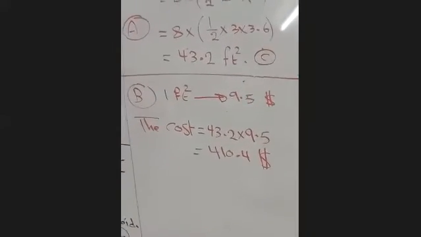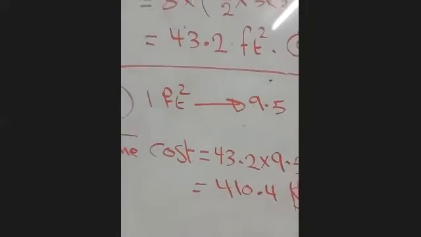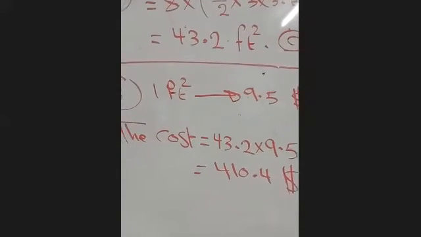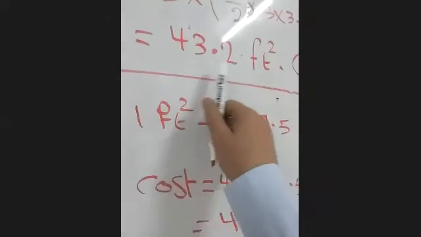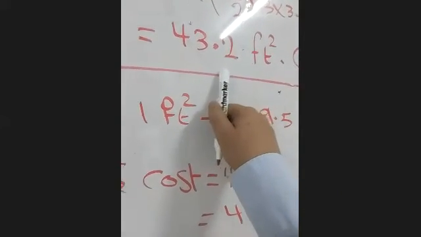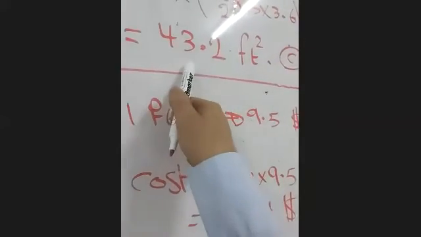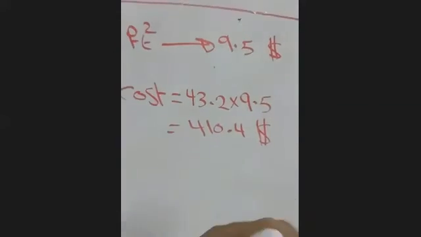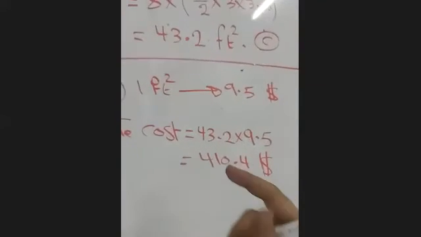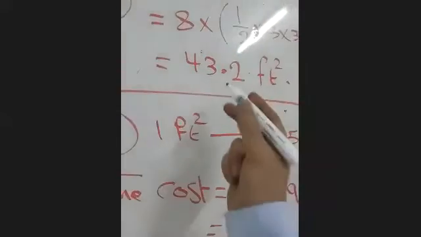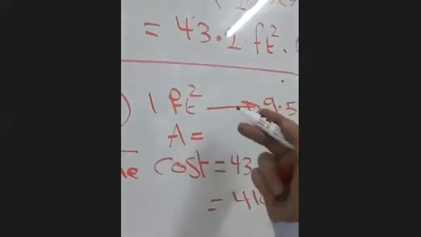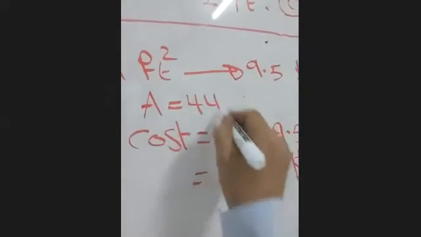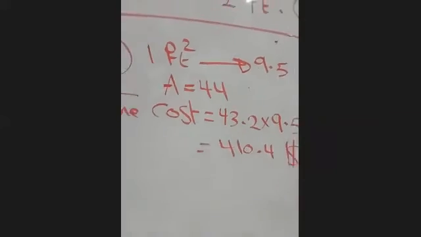But look here, Ahmed. Now here the area is 43.2, right? We need to round the area, guys, because we won't take half of a hard floor. We take whole hard floors. So the area, I will round it first. 43.2 is near to 44. It is rounding to the bigger whole number.